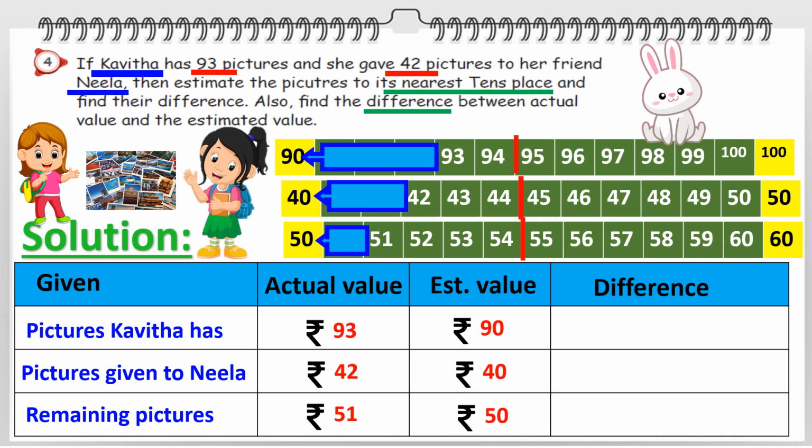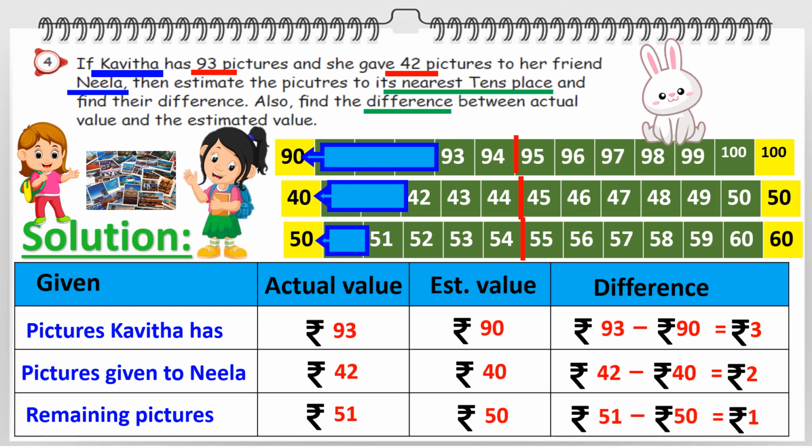Okay. Then now we need to find the difference as it is. So here 93 minus 90. What will be the answer? Good, good. You're right. So 3 is the correct answer. And remaining also you can do by yourself. 42 minus 40, 2. 2 is the correct answer. Last one, 51 minus 50. Good. You're right. 1 is the correct answer. It's very easy, isn't it? Okay.